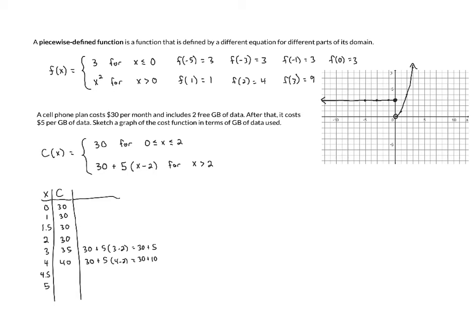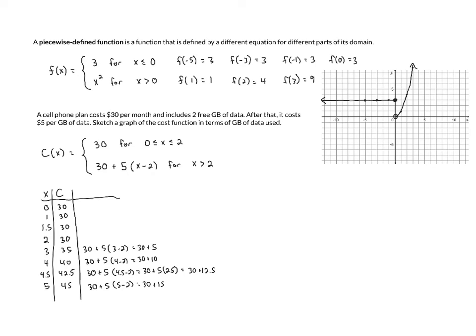If we've got 4.5, that's going to be 30 plus 5 times 4.5 minus 2. 4.5 minus 2 is going to be 2.5. And then 5 times 2.5 is 12.5. So we've got 30 plus 12.5, which is $42.5. And then finally, when we're looking at 5 gigs, we've got 30 plus 5 times 5 minus 2. 5 minus 2 is 3. 5 times 3 is 15. So we've got 30 plus 15, which is $45.